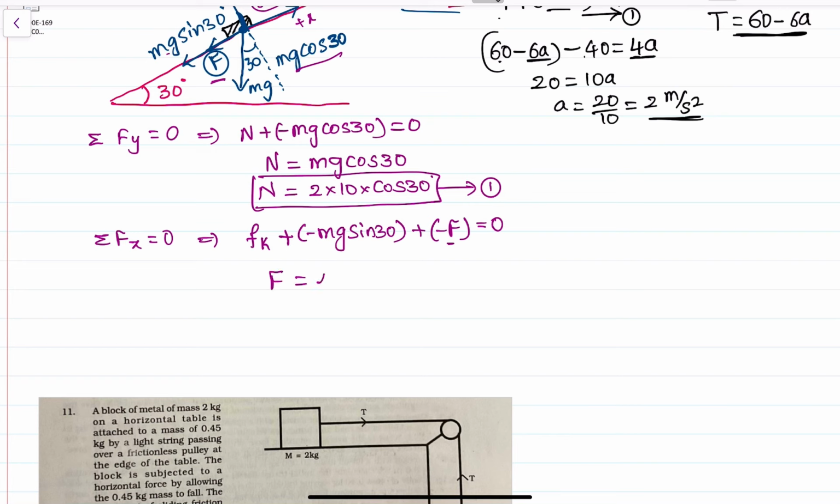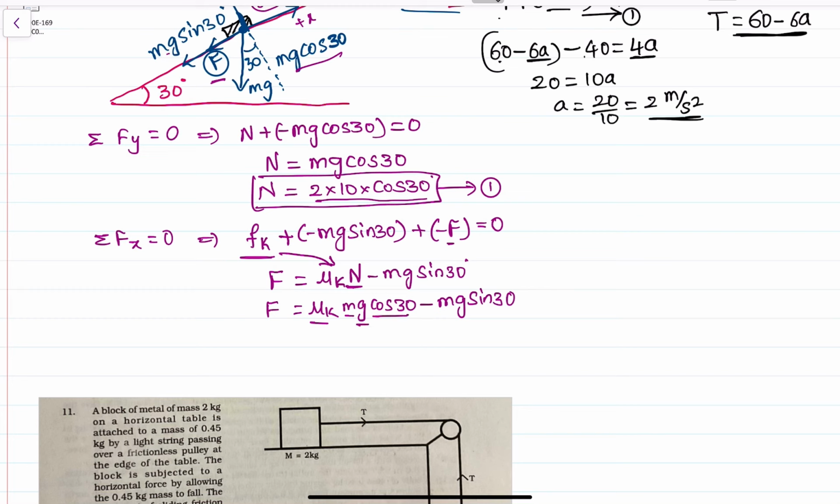F is equal to fk. Fk is mu k into N, minus mg sin 30. So F is equal to mu k into N, and N is nothing but mg cos 30. Mg cos 30 minus mg sin 30 as it is. So here we know everything. Mu k is given, m is given, g value is 9.8, cos 30 is root 3 by 2, sin 30 is 1 by 2. So you can find out the applied force here.